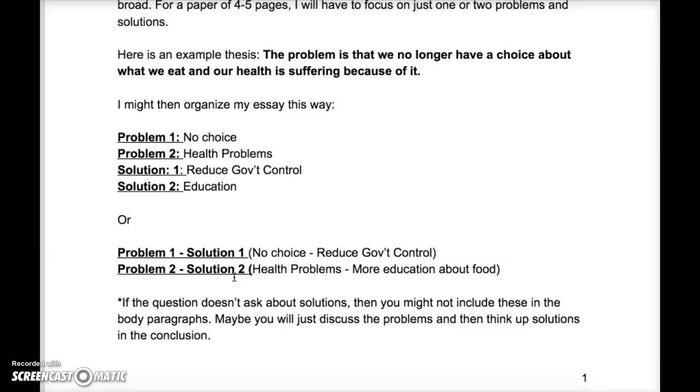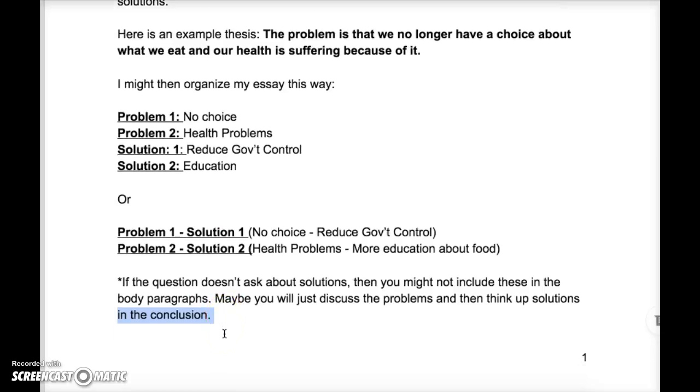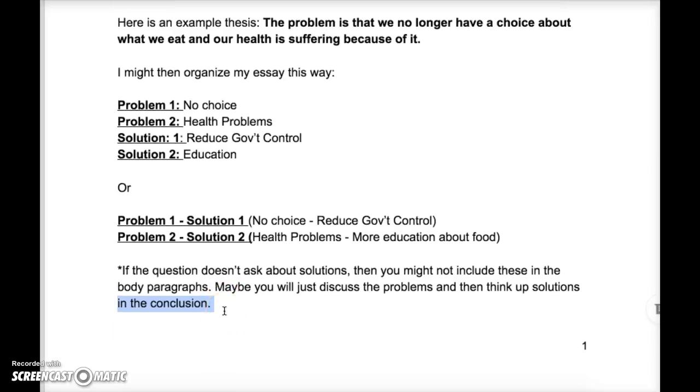So if the question doesn't ask you about solutions, maybe you don't want to include these in the body paragraphs. Maybe you want to include these just in your conclusion. It kind of depends on what the question is asking, right? Because I asked for just the effects of corn, King Corn, you didn't really have to go into the causes. You talked a little bit about the causes, but the focus was on the effects. So you have to read the question really carefully and make sure you're answering it completely.